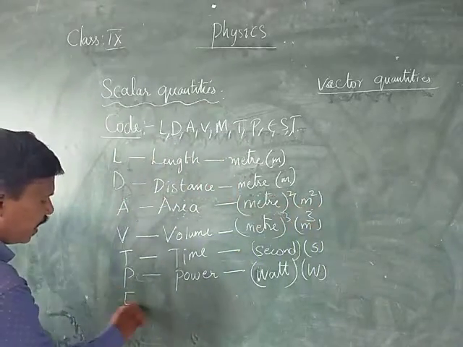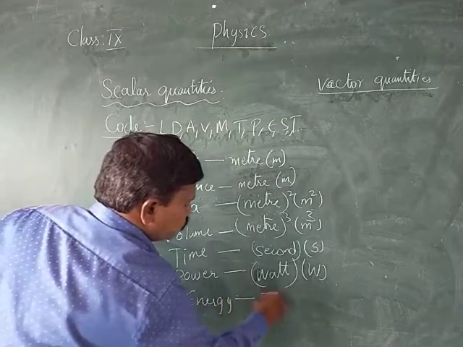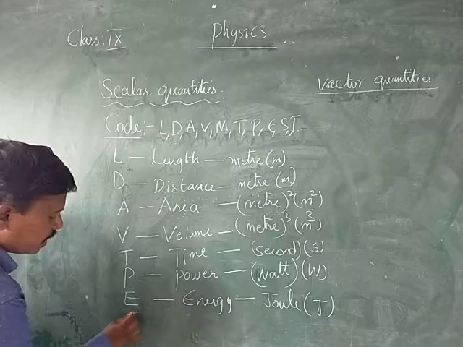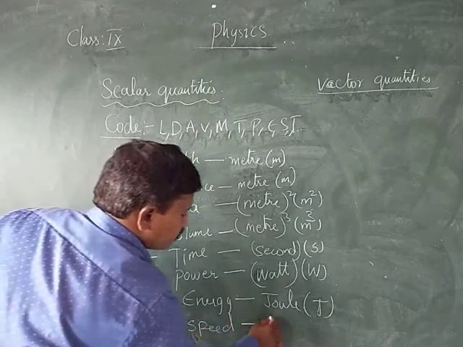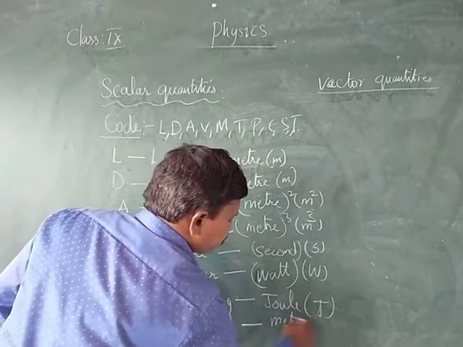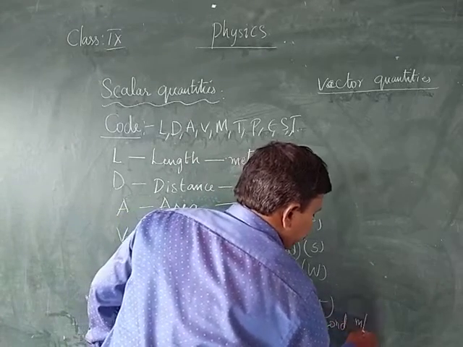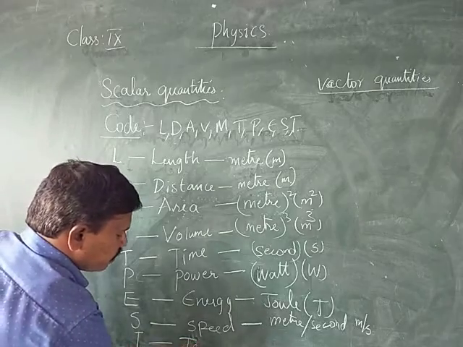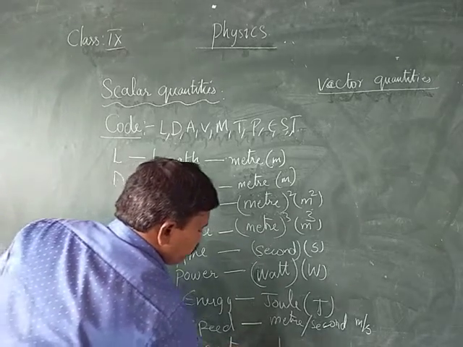E, energy. The unit is joule. S, speed. The unit is meter per second. T, temperature. The unit is kelvin.